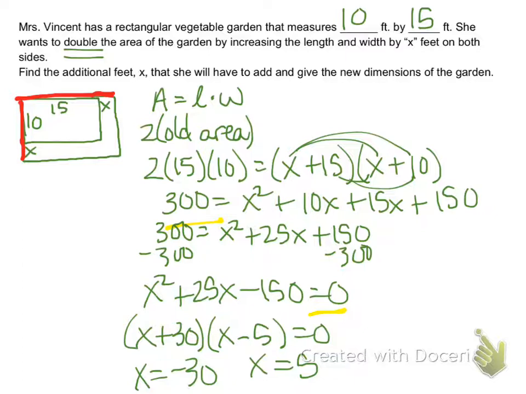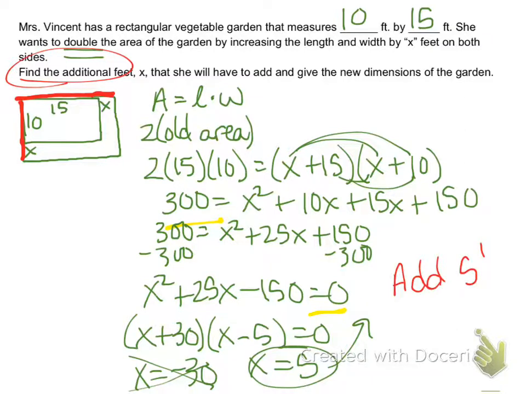And then when I set each of those factors equal to 0, I get x equals negative 30 and x equals 5. Well, we're talking about an amount we're adding to a garden, so obviously we can't have a negative width that we're adding to increase the area. So my answer is going to be x equals 5. Which means I need to add 5 feet.